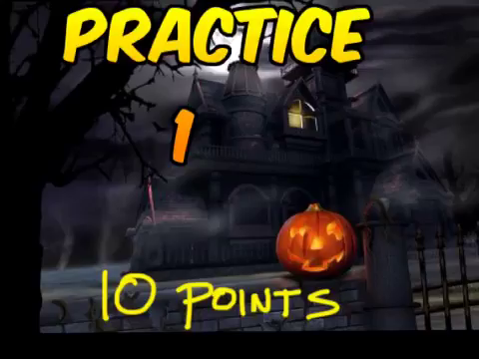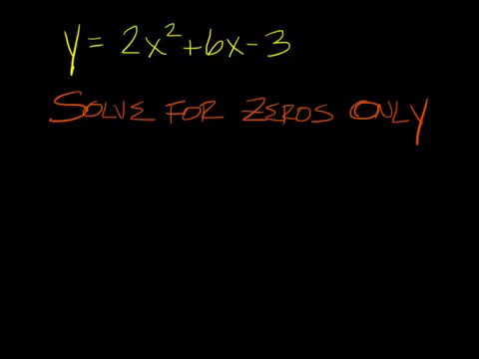For this first practice problem, you just have to find the zeros and drop it off up here. Round to the tenths place if necessary. For the zeros, you're going to have to use the quadratic formula.